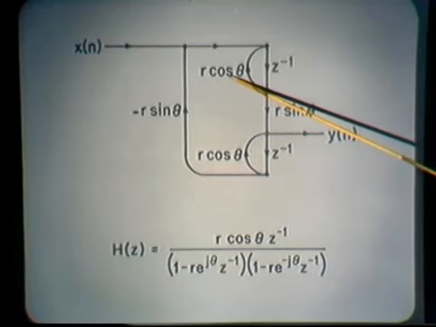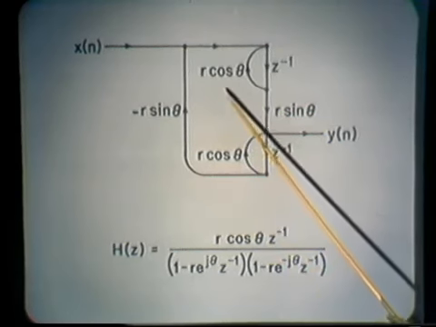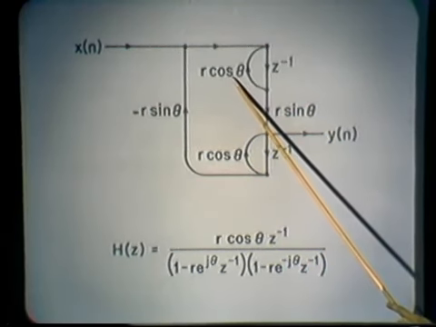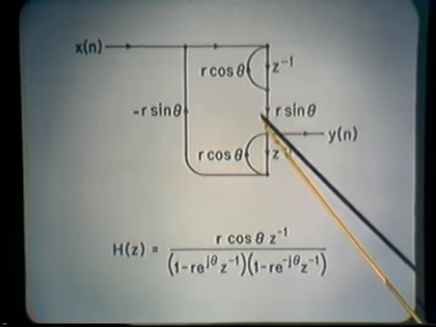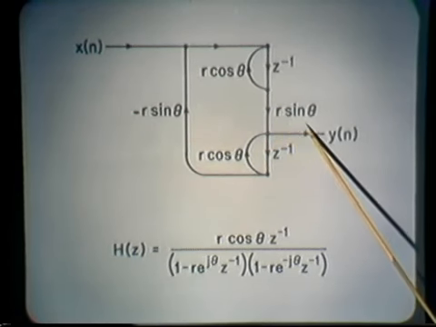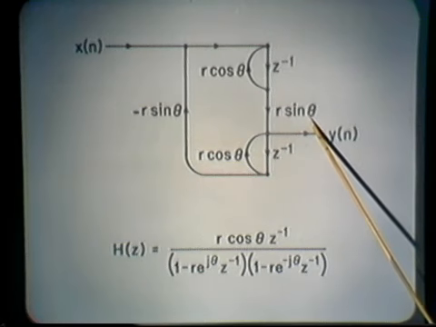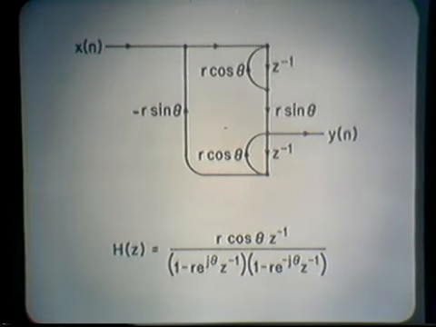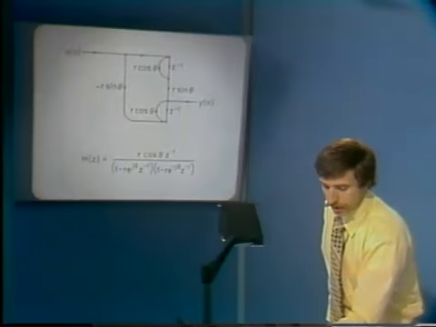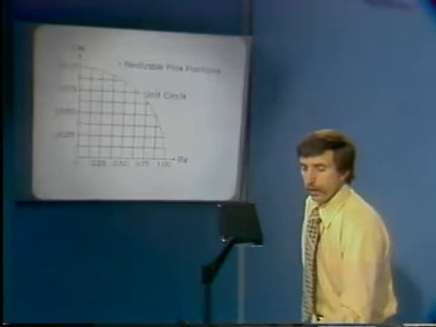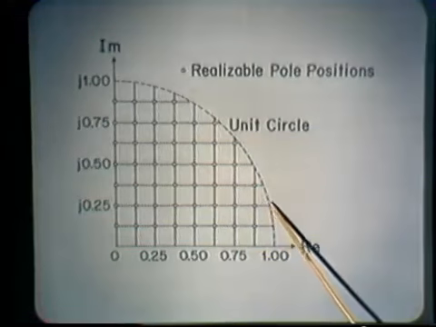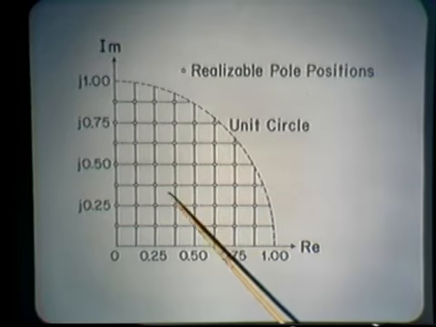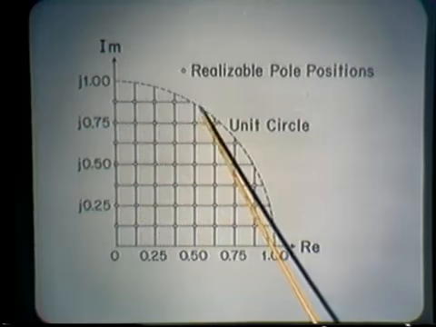Quantization of r cosine theta implies, as it did previously, that the poles must lie along lines equally spaced along the horizontal axis. Quantization of r sine theta implies that the poles must lie along lines equally spaced along the vertical or imaginary axis. And so for that case, the choice of realizable pole positions is governed by the constellation of grid points that I've indicated here.